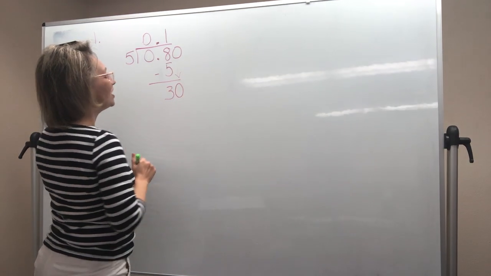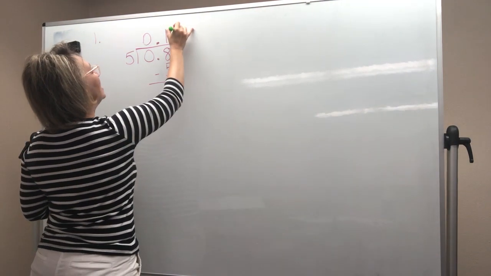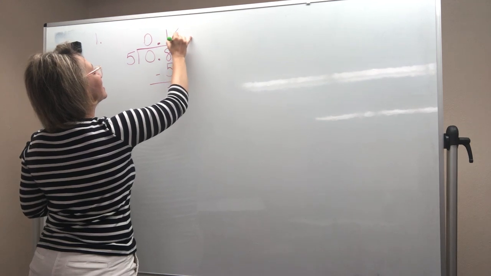Now, 5 goes into 30. Will it go into 30? Absolutely, and it goes in evenly. Yay! So 5 goes into 30. How many times? 6 times.